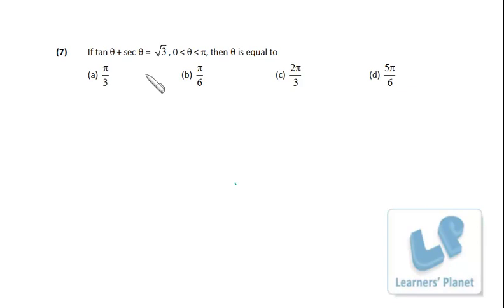Suppose I take pi by 3. Pi by 3 is 60 degrees, right? Now tan pi by 3 is root 3, and sec pi by 3 is 2. So we are getting 2 plus root 3, which is not the correct option.